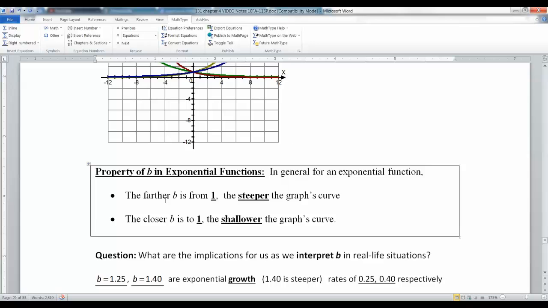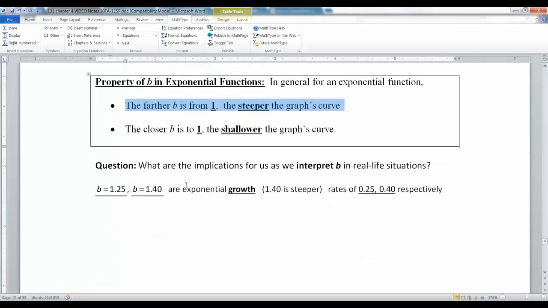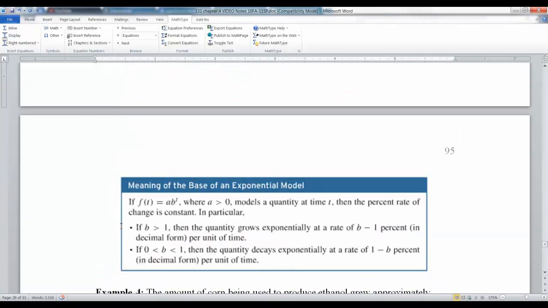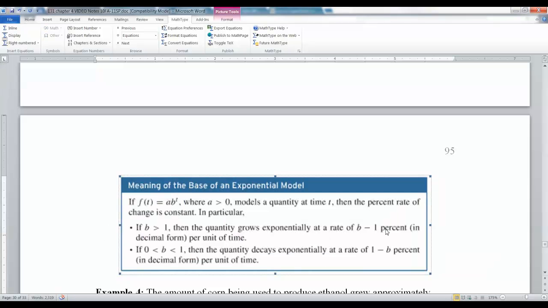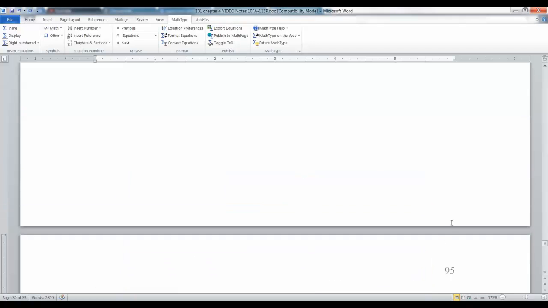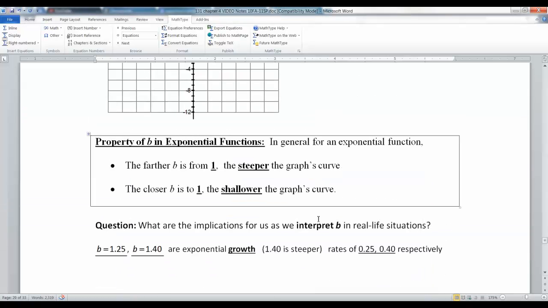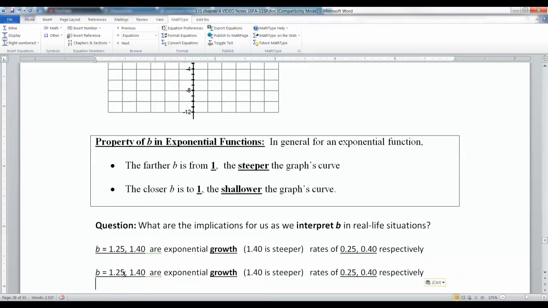Okay? And that backs up what we were saying, that a steeper graph means a bigger rate of growth. And by the way, that's what it says at the top of the next box. If B is greater than 1, then the quantity grows at a rate of B minus 1. Basically, you take 1 away from it. Right? So the rate of growth is 0.25, 0.40 respectively. All right, now let's deal with the decay ones. We had 0.65 and 0.80.